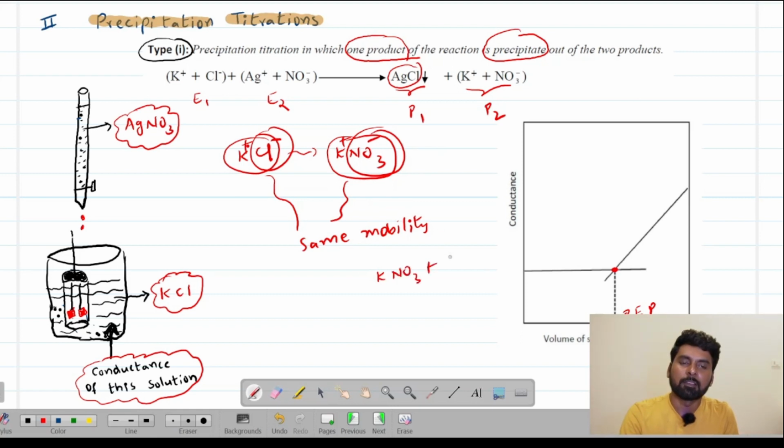Along with it, what are the other ions that you are adding? You are adding silver ions, you are adding nitrate ions. Both these ions will be there in the solution, and these ions keep on increasing. This increase is due to the increase in the concentration of AgNO3. That's why it is like that. This is the endpoint. This is about precipitation titration type 1.